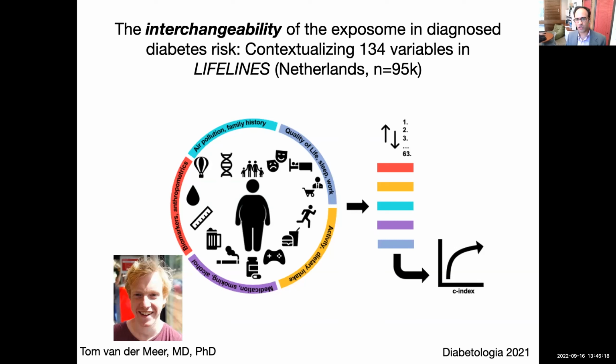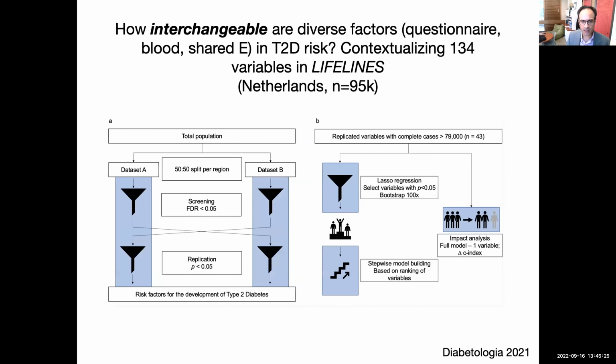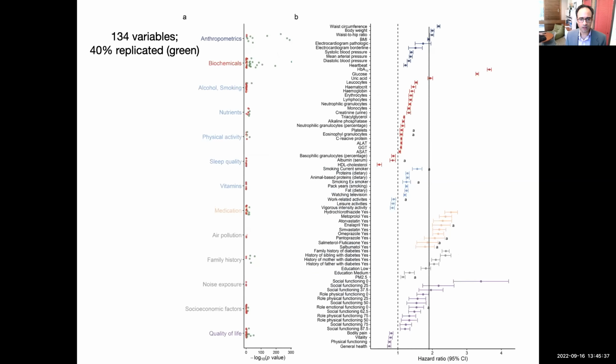But what he did was he took another biobank sample, Lifelines in the Netherlands, about 100,000 individuals, followed them up and assessed diabetes at the end. He did a similar approach to Yishuin, where he basically threw all these exposures into a model, split up the dataset, and did a lasso-based regression to select variables that were strongly associated with the phenotype. And lo and behold, found many variables, both clinically related and environmental exposures, associated with long-term outcomes for diabetes.